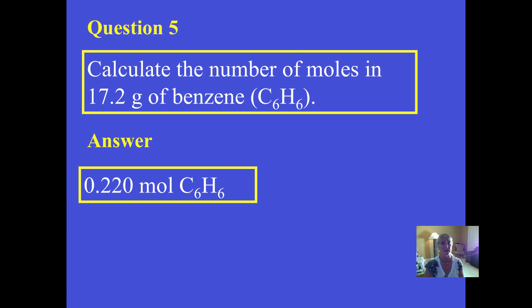So this one is still a single step problem. You're going from grams to moles. So if moles to grams, you multiply by the molar mass. Grams to moles, you divide by the molar mass. Answer to question 5 is 0.220 moles of benzene.